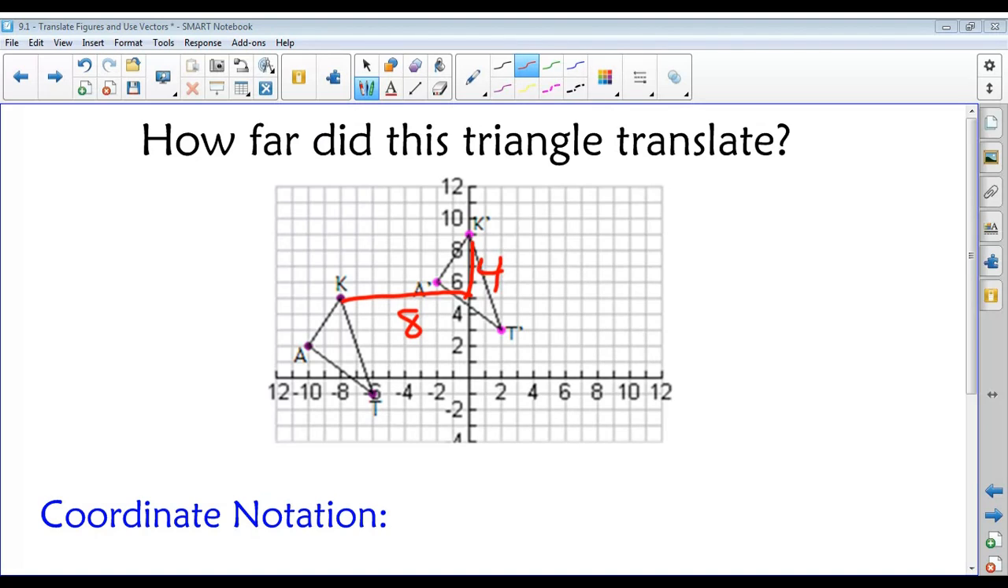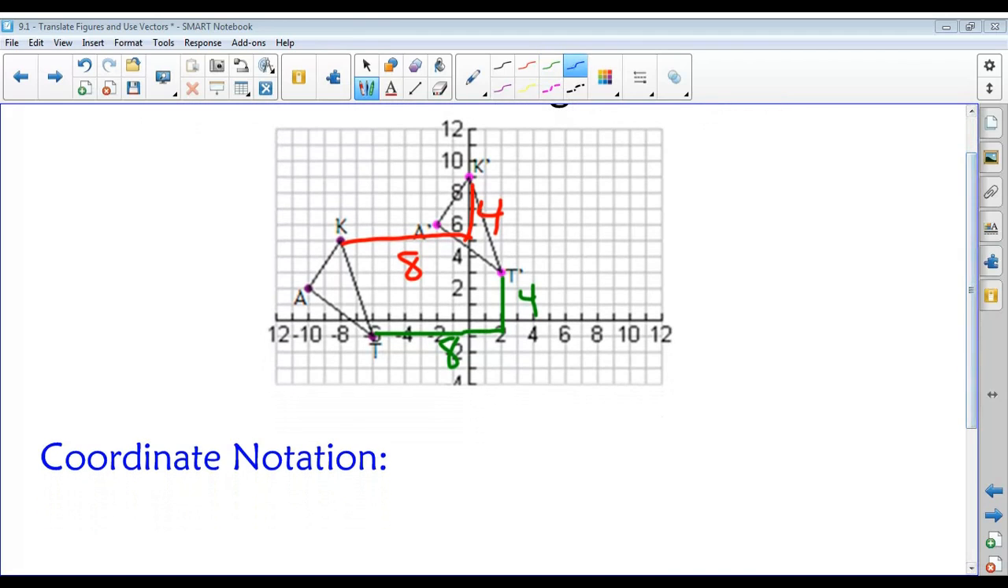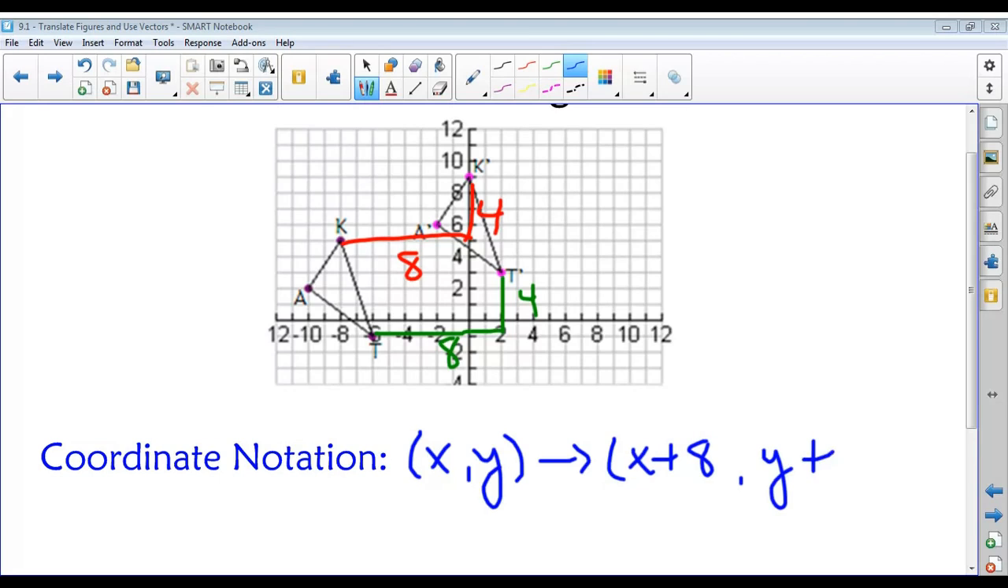Now I picked K arbitrarily. You could have picked a different one, and you would have got the same thing because the shape and size stay the same. So let's see, from T to T prime, it is to the right 8 again and up 4. I'd encourage you to try that with A to A prime; it would be the same thing. So one way that we can describe this is by saying that all of the points, all of the ordered pairs x, y, get mapped to new ordered pairs where we take the original x and add 8 to it, and take the original y and add 4 to it.